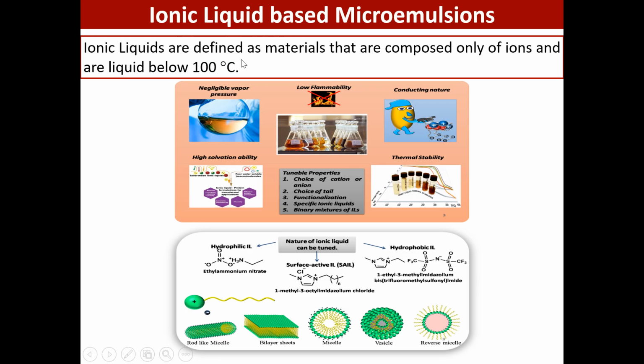Ionic liquids are composed of ions and are liquid below 100 degrees Celsius, and possess different physicochemical properties such as negligible vapor pressure, low flammability, conductive nature, thermal stability, etc. One of the most interesting properties of ionic liquids is their tunable nature. They can be tuned into hydrophilic ionic liquid, surface active ionic liquid, and hydrophobic ionic liquid. Surface active ionic liquids aggregate in the form of rod-like micelles, bilayer sheets, micelles, vesicles, or reverse micelles.